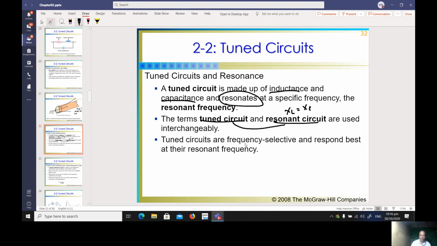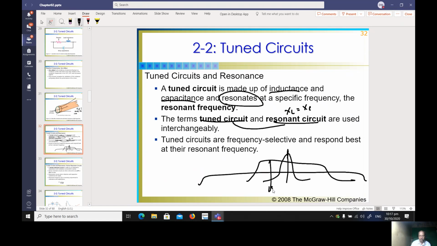So, tuned circuits is frequency selective. Pwede humaba yan, depende sa bandwidth. So, this is your lower sideband, this is your upper sideband. Frequency selective, kaya nga depende, kaya nga nagkakatalo tayo sa selectivity. Dapat maganda yung bell curve.